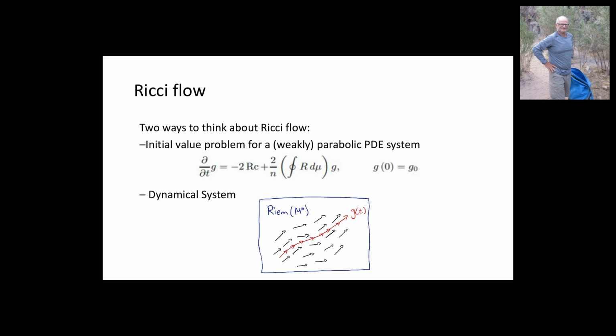The second way to think about Ricci Flow is as a dynamical system. So if you consider, for a fixed manifold M^n, the set of all Riemannian metrics, and if you look at each metric, then the Ricci Flow equation provides a vector field on that space, and the flow is just given as indicated in that picture.